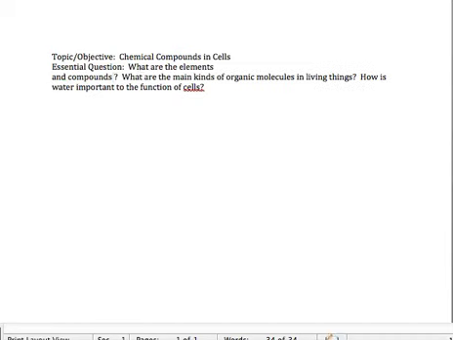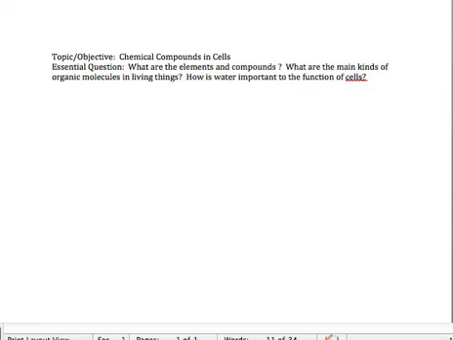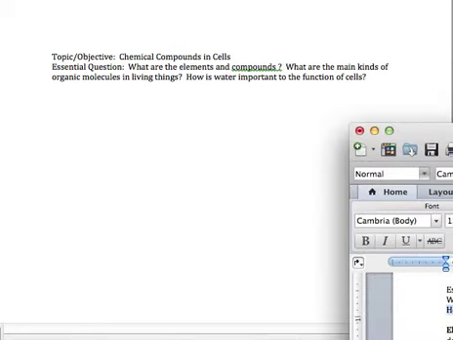So again, you have 3 essential questions. The first is, what are the elements and compounds? What are the main kinds of organic molecules in living things? And how is water important to the function of cells? The first thing we're going to start off with today is a definition of the word element. So what is an element?